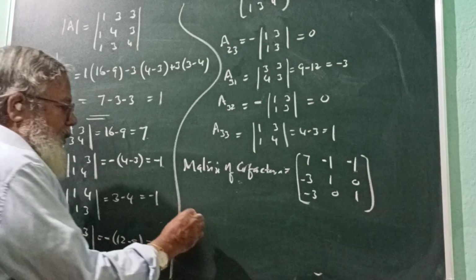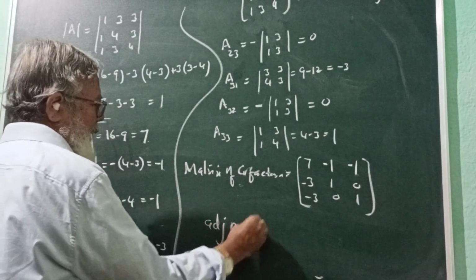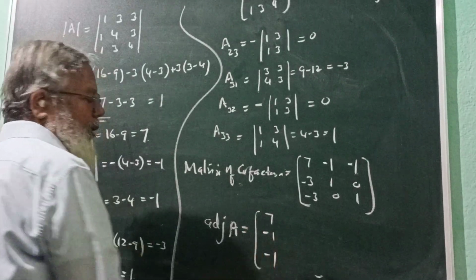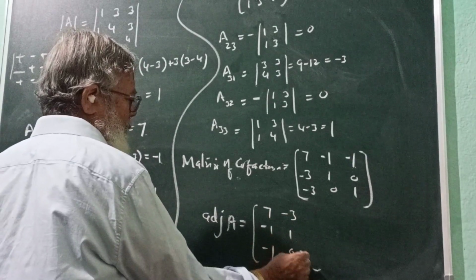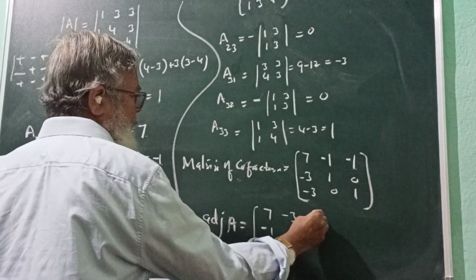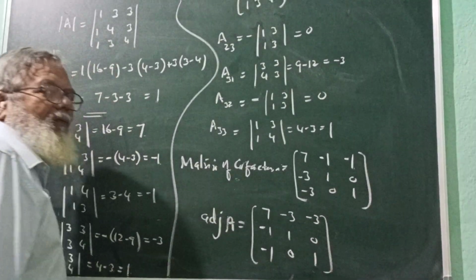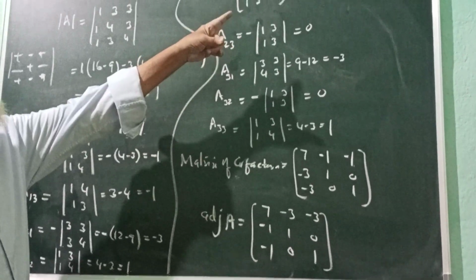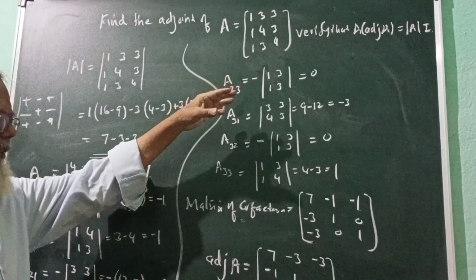So transpose is given by, it is adjoint of A is equal to, that is given by, the first row will become first column, second row will become second column, third row will become third column. This is the adjoint of A. Now after that we have to verify that A into adjoint of A is equal to determinant of A into I. Let us see.